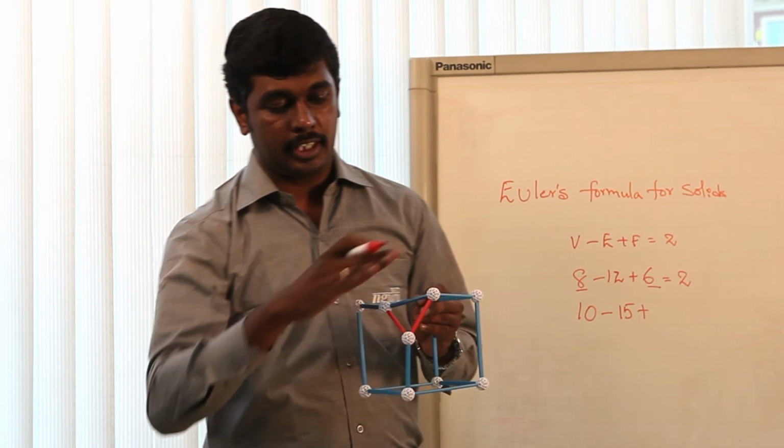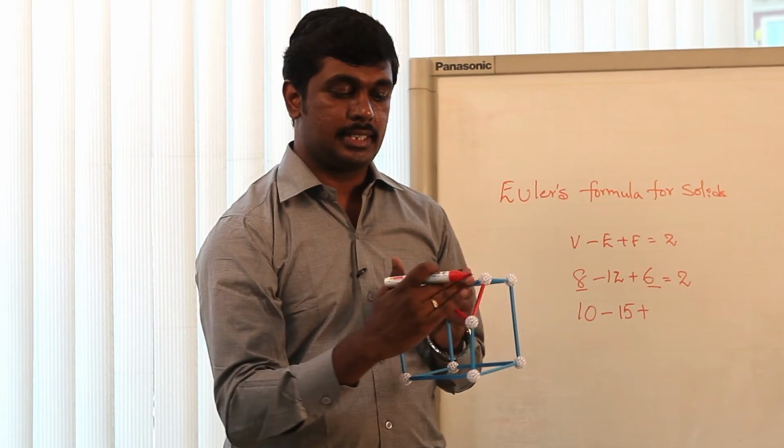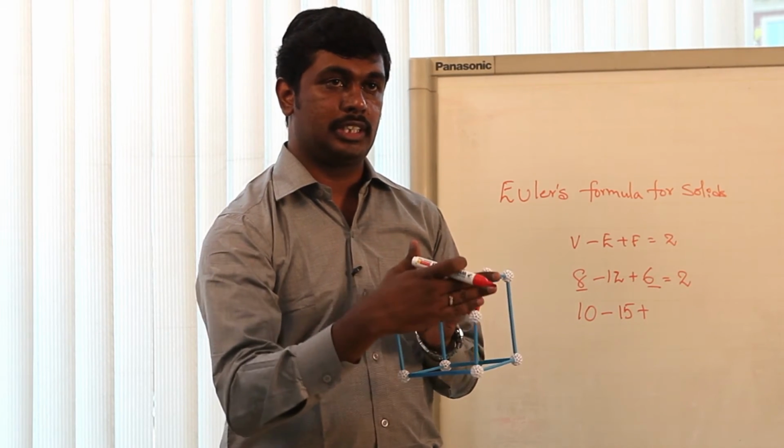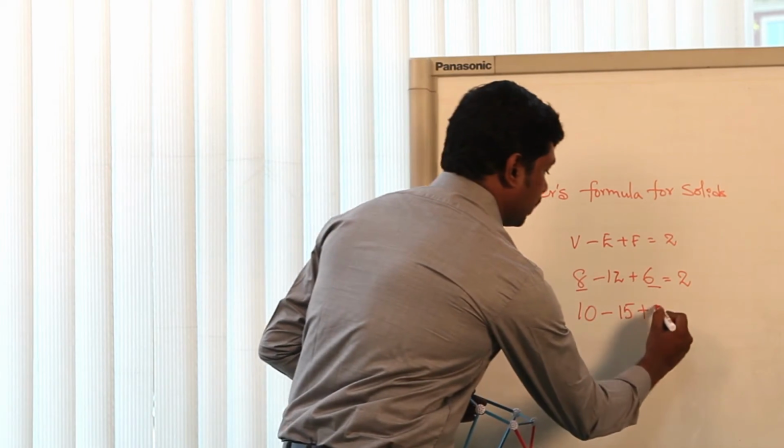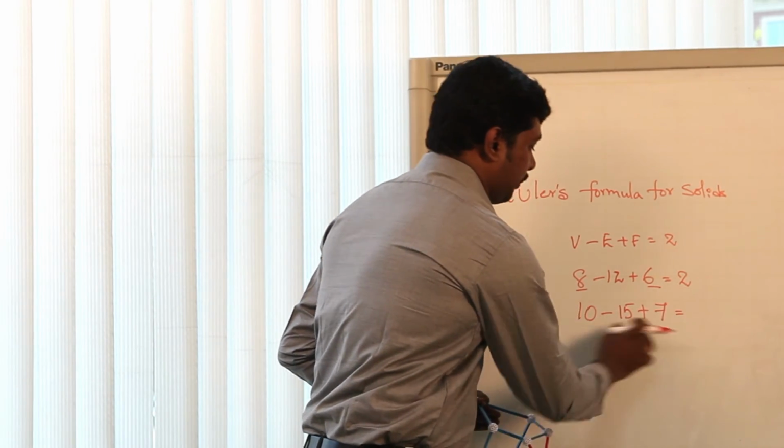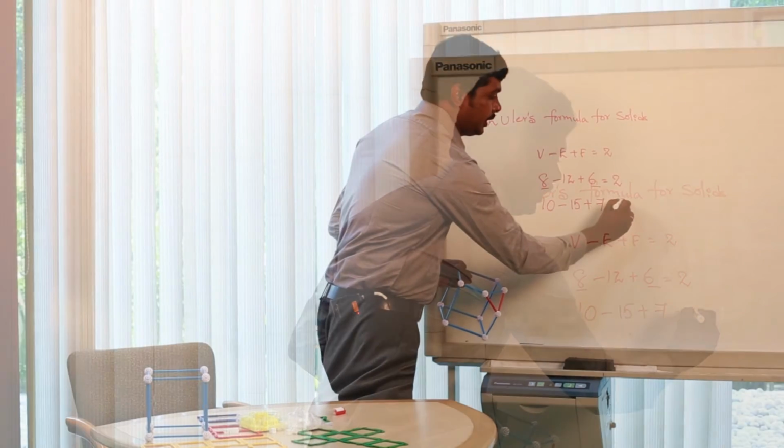And since I have cut the cube, along with the 6 faces, this will be the new face which has been formed. So this is the 7th face. So that will be 7. So now you can see 10 plus 7, 17, 17 minus 15, it is 2.